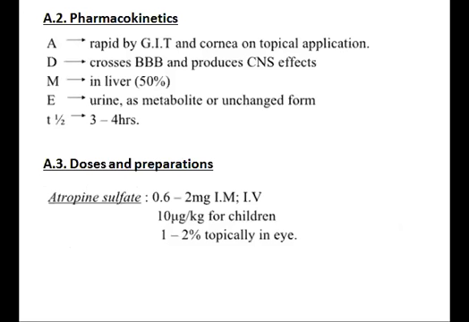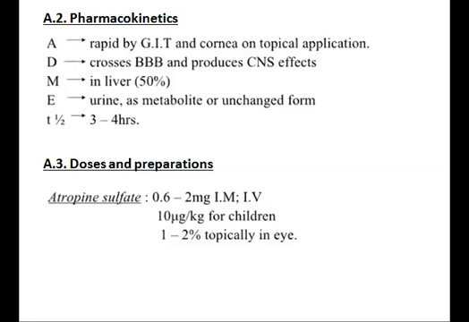Now regarding the pharmacokinetics of the atropine, remember that the pharmacokinetics is composed of 4 elements: A for absorption, D for distribution, M for metabolism, and E for elimination. The atropine is absorbed rapidly by the gastrointestinal tract and cornea when it is given on topical application. Regarding its distribution, when the atropine reaches the blood, it will be distributed and it has the capacity to cross the blood-brain barrier and produce then a central nervous system effect.